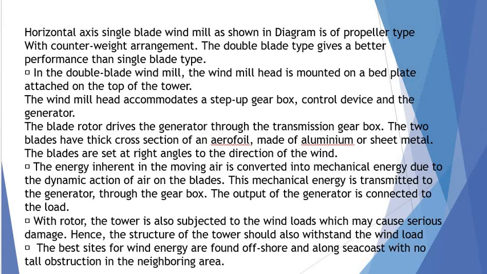The energy inherent in the moving air is converted into mechanical energy due to the dynamic action of air on the blade. This mechanical energy is transmitted to the generator through the gearbox. The output of the generator is connected to the load. Along with the rotor, the tower is also subjected to the wind load, which may cause serious damage. Hence, the structure of the tower should withstand the wind load.